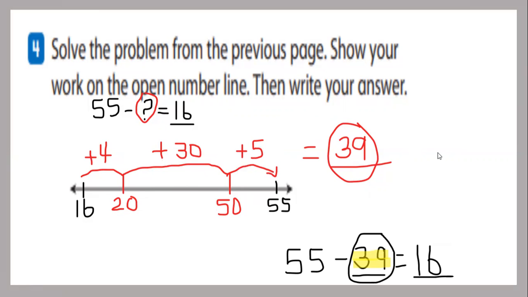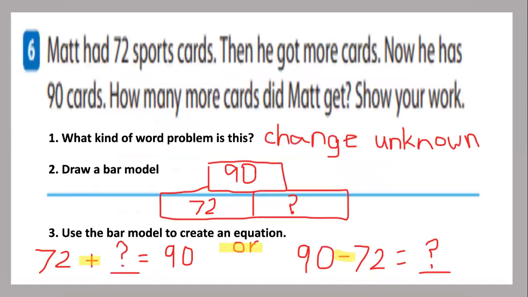So my unknown number is 39. Guys, I can't stress it enough. It's so important that you label your hops and jumps. You label your number line. You go back in and finish your equation for your answer, and that you circle it. So many of you are not doing that, and you're not going to get full credit because you're not showing us that you understand the concept.